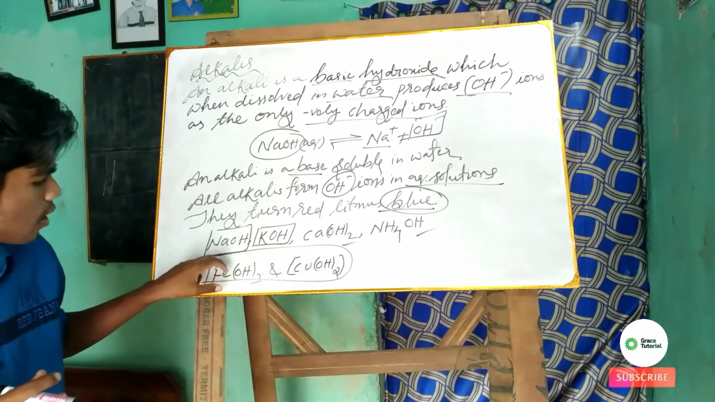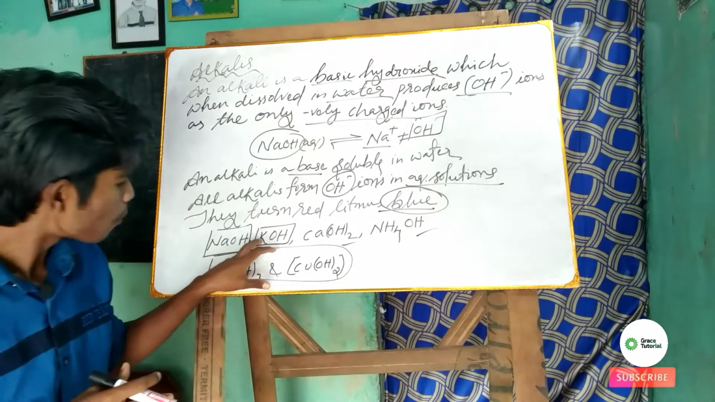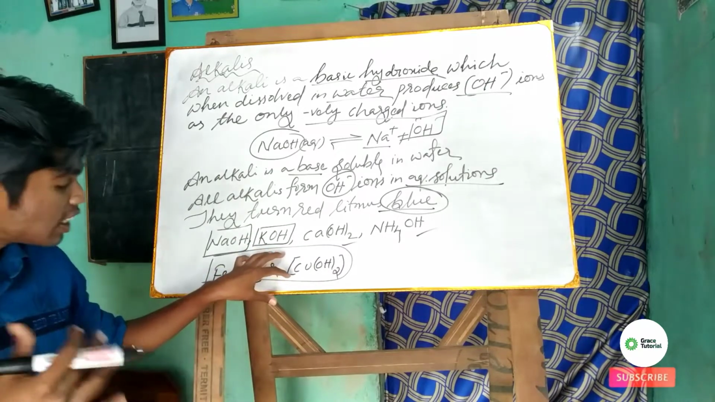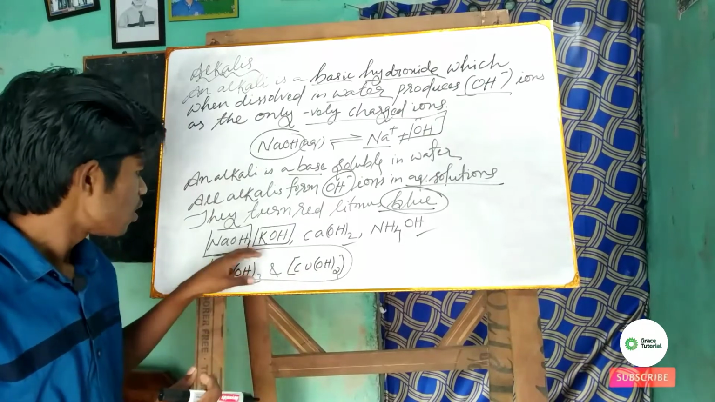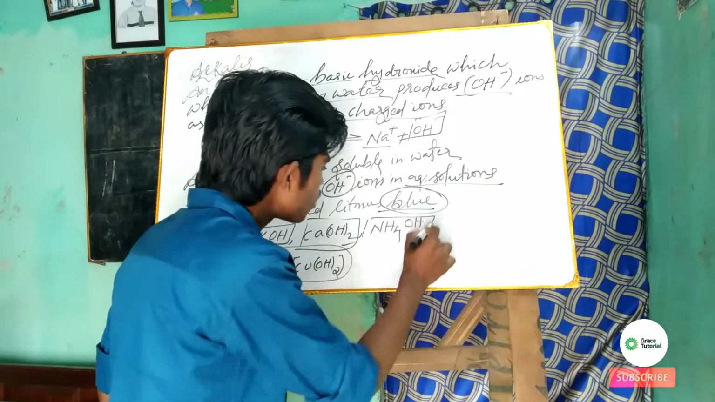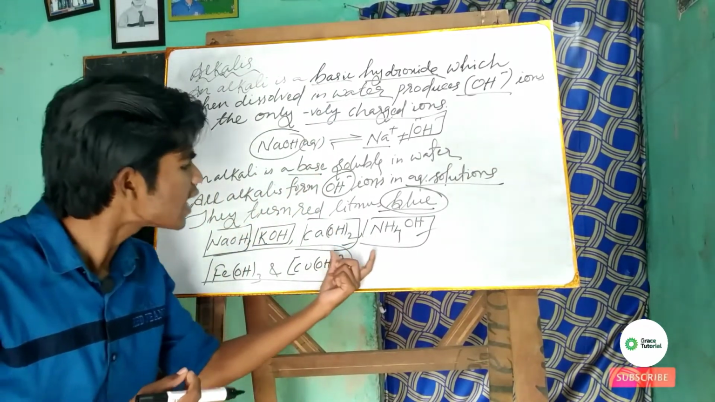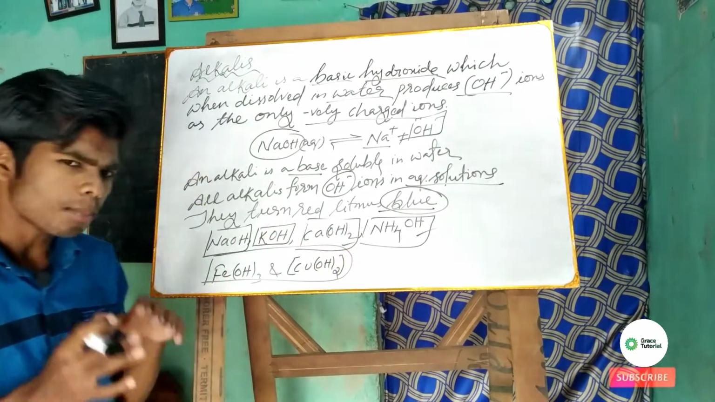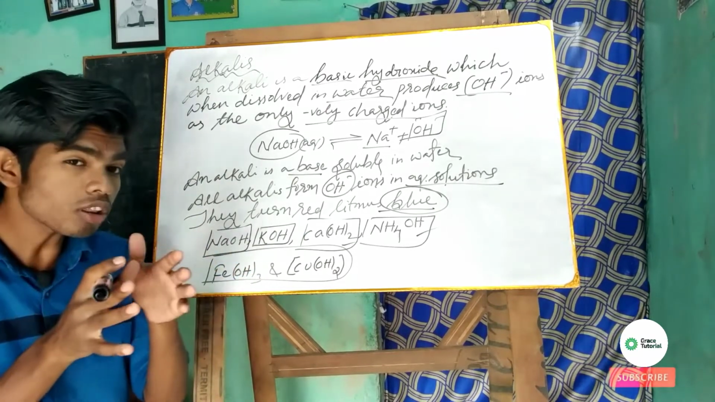These are the bases. But if you look at the first two, sodium hydroxide and potassium hydroxide, these are the strong bases. Why? Because they can easily react with the water. But calcium hydroxide and ammonium hydroxide are feebly dissociated in water, hence they are the weak alkalis, and the others are the strong alkalis.